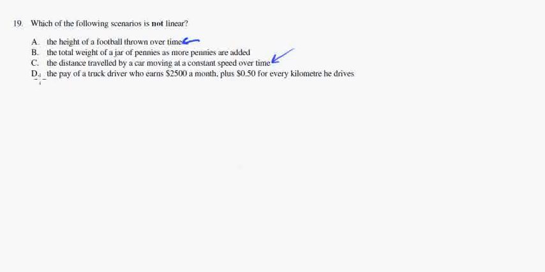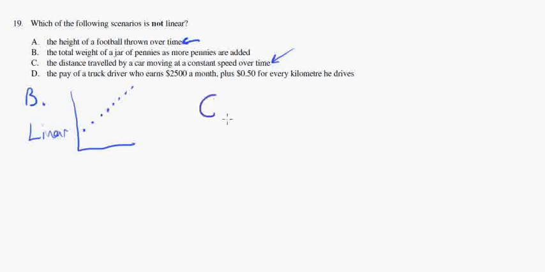Right, in B, the total weight of a jar of pennies as more pennies are added. Well, we had a similar question earlier in the test where we were adding marbles to a jar, and it exhibited a very linear relationship like this. Okay, very linear, very linear. So we can assume that if the weight of a jar of pennies is the same as the weight of a jar of marbles, then it'll probably be linear. So B is linear. So we can say that B is linear.